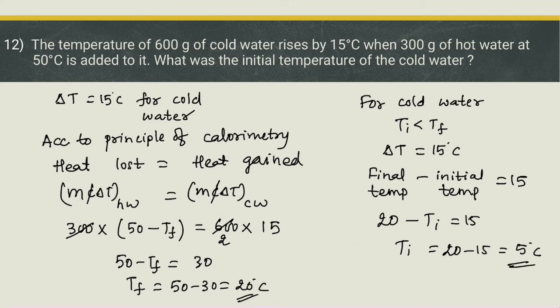So in this particular numerical, to find the initial temperature of cold water, we have to use this fact that delta T is final minus initial, equal to 15. So initial temperature of cold water is 5 degrees Celsius.